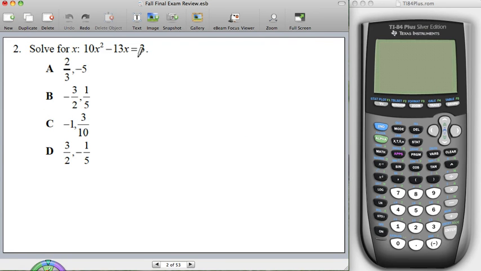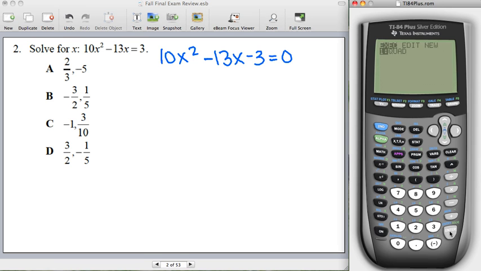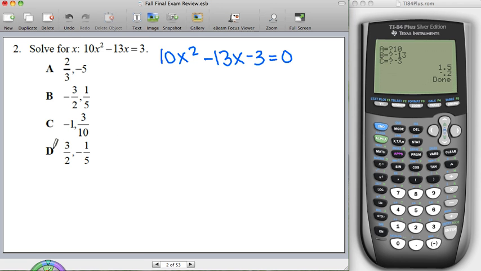For number two, to solve this, we can use a quad program, get this equal to 0. So I have 10x squared minus 13x minus 3 equals 0. So I'm going to go ahead and go to my handy dandy calculator over here. Hit program, quad. A is 10, B is negative 13, C is negative 3. It gives you 1.5 and negative 0.2, which is equivalent to 3/2 and negative 1/5.